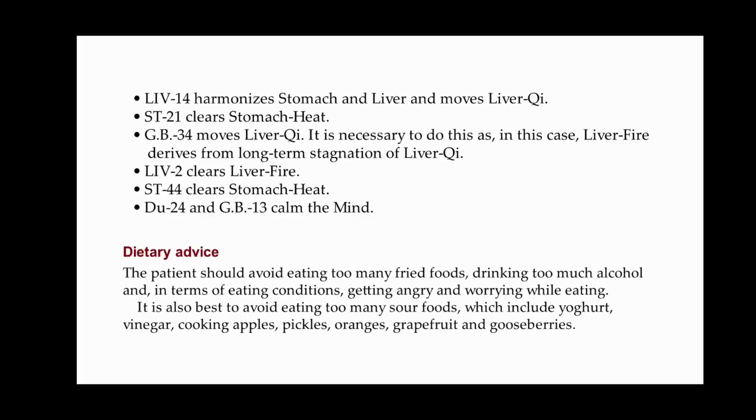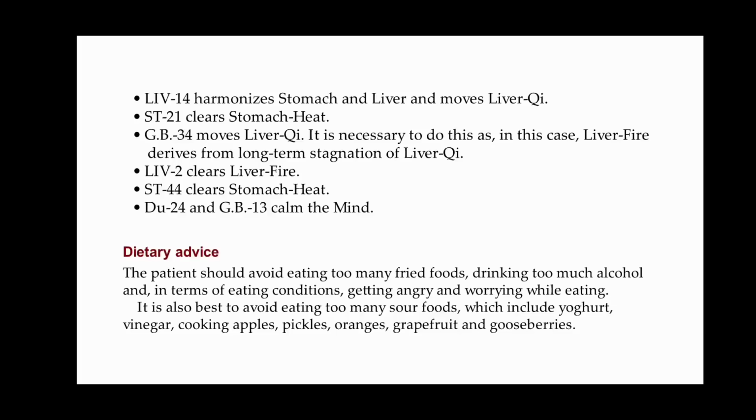The explanation for the points used is Liver 14 harmonizes stomach and liver and moves liver qi. Stomach 21 clears stomach heat. Gallbladder 34 moves liver qi. This is necessary to do, as in this case, liver fire derives from long-term stagnation of liver qi. While Liver 2 clears liver fire, Stomach 44 clears stomach heat, and Du 24 and Gallbladder 13 calm the mind.